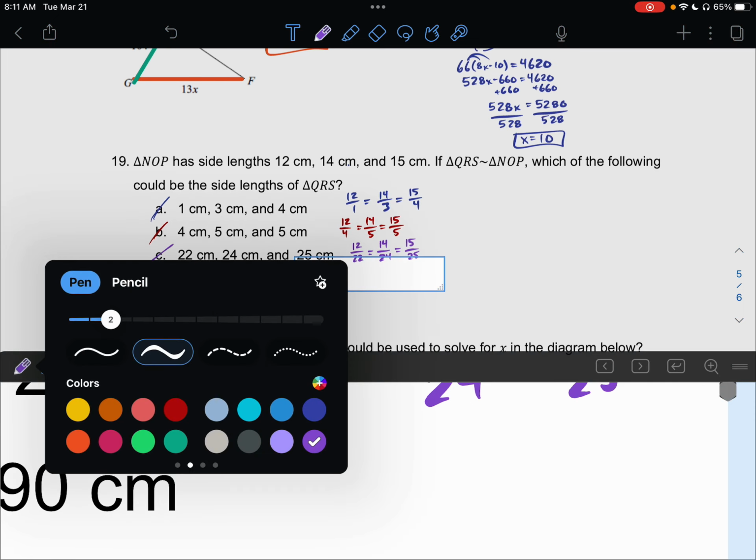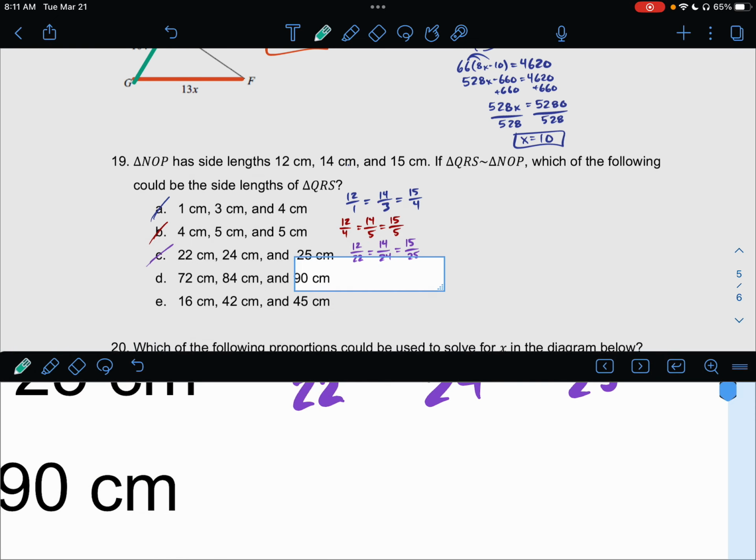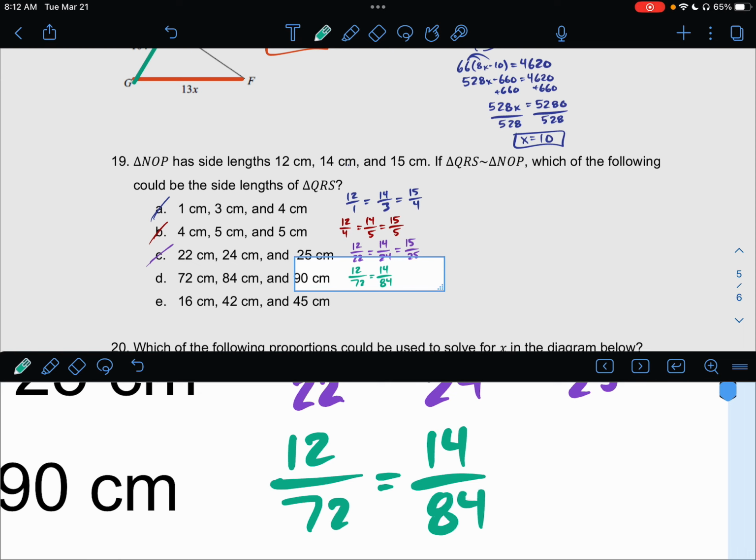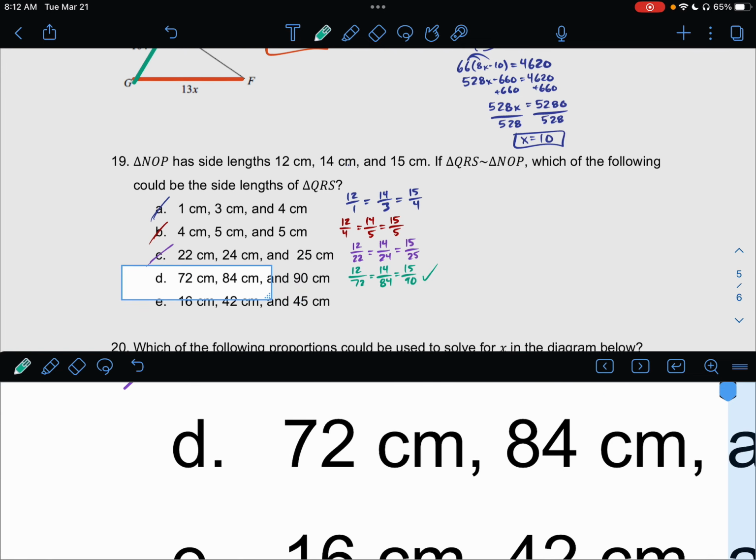All right, then I have this D. So let's see. For D here, I got 12 over 72 equals 14 over 84 equals 15 over 90. So 12 divided by 72, doing that on my calculator, is 0.1666 repeating. 14 divided by 84, doing that on my calculator, I'm also getting that repeating decimal, so this one's looking good so far. And then 15 divided by 90, it's also the same repeating decimal. So all three of those are the same, so our answer here should be D.